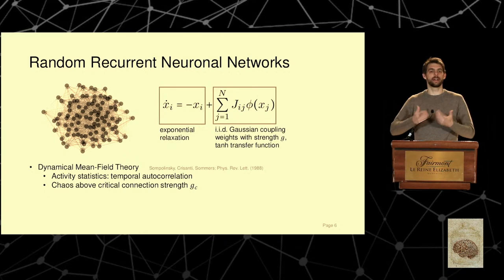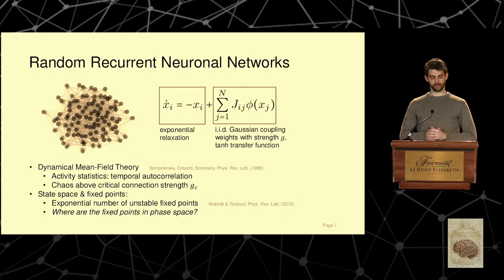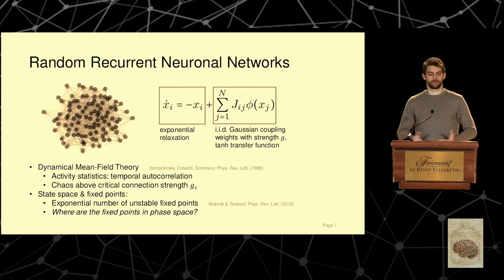Now, this work really was a stepping stone, and there are a lot of beautiful examples by many of you here in the room extending and deepening the understanding of such systems, and in particular of the activity of such systems. However, in contrast, I'd like to argue that the state space, in particular the fixed points, received considerably less attention. There's an early result by Wainrib and Touboul from 2013, who showed that slightly above this critical connection strength, the state space features an exponential number of fixed points, of unstable fixed points. And now at the heart of my talk today, of our work, was the very, very simple question: where are those fixed points in state space?